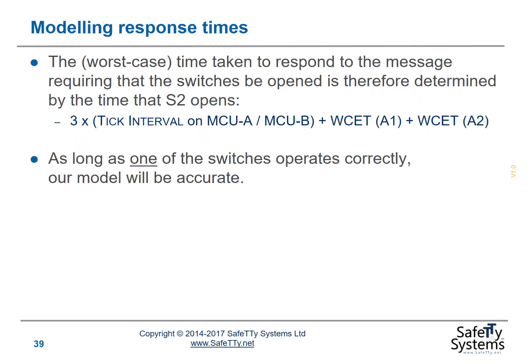Given this system operation, and you could choose different system operations, but this is the system operation that we're assuming here, the worst case time taken to respond to the message requiring that the switch be opened is therefore determined by the time that S2 opens in this system. And in this case, this is given by 3 times the tick interval on MCU-A, MCU-B, plus the worst case execution time of A1, plus the worst case execution time of A2.